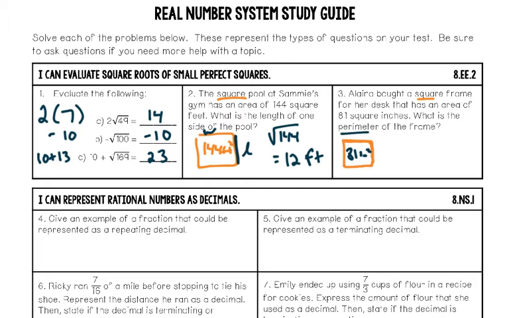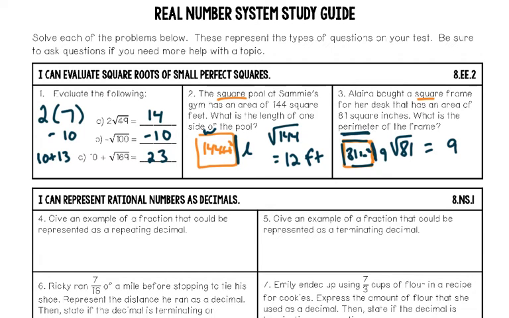So perimeter means all of the sides added up. So we'll start by finding the length of just one side. I know all the sides are the same, and I know that the length times the width gave me the area. So I'm thinking what number times itself gave me 81. This is the same thing as thinking what's the square root of 81. That is 9. So I know the length of one side is 9, but it's asking for the perimeter.